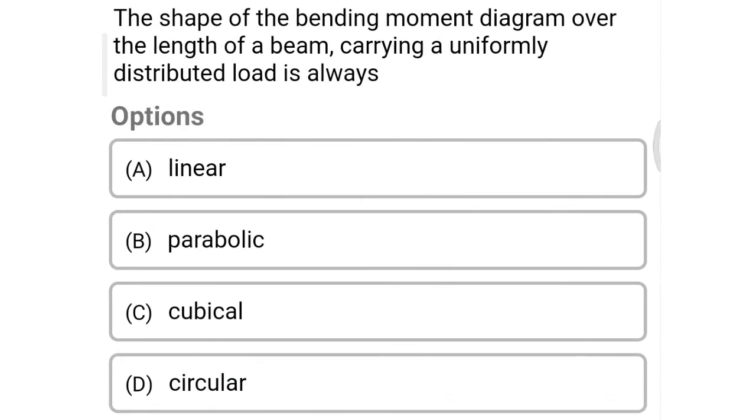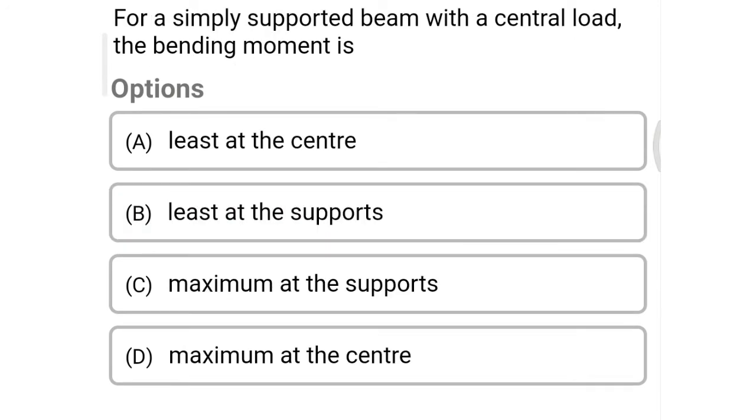So next question, the shape of the bending moment diagram over the length of a beam carrying a uniformly distributed load is always option A linear, option B parabolic, option C cubical, option D circular. So the correct answer is option B, parabolic. So next question, for a simply supported beam with the central load, the bending moment is option A least at the center, option B least at the support, option C maximum at the supports, option D maximum at the center. So the correct answer is option D, maximum at the center.